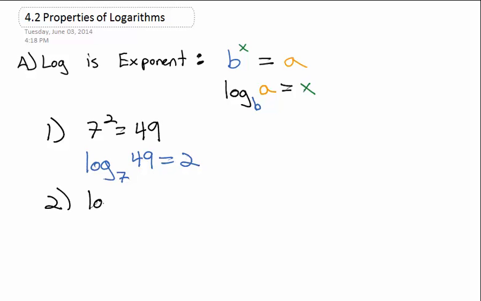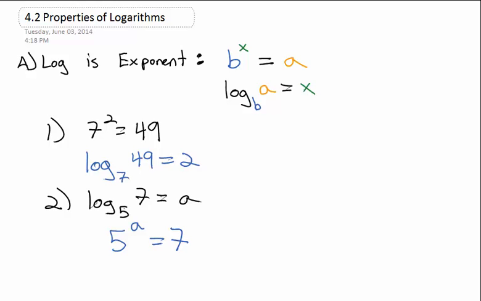I could tell you that log base 5 of 7 equals a. And you could rewrite this as an exponent problem because 5 is the base. The exponent is what the log equals. 5 to the a is equal to 7.